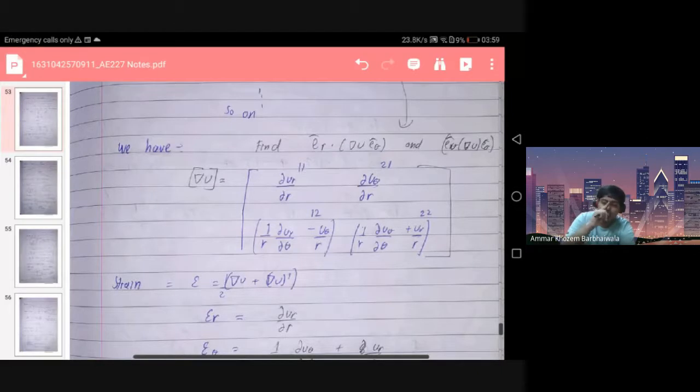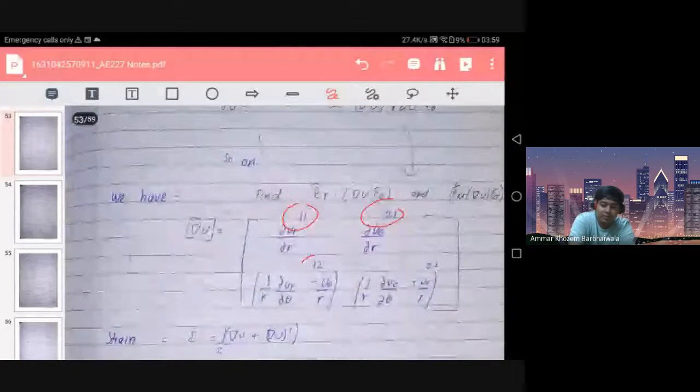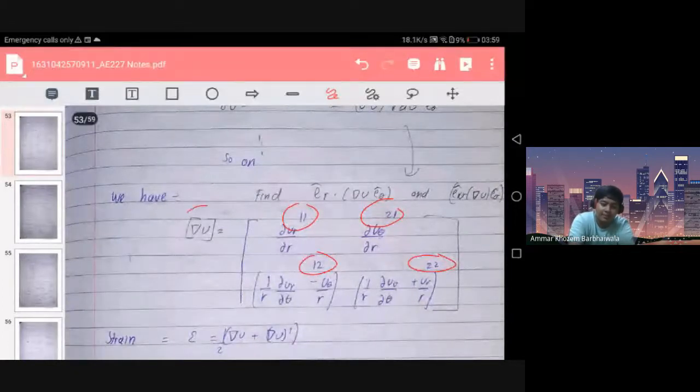That is, grad u is equal to these four components. I've written them as 1 1, 1 2, 2 1, and 2 2. So these are the four components of the matrix representation of the gradient of the displacement vector. For any given displacement function u of r and u of theta, you can easily calculate this function. This is the displacement gradient function.